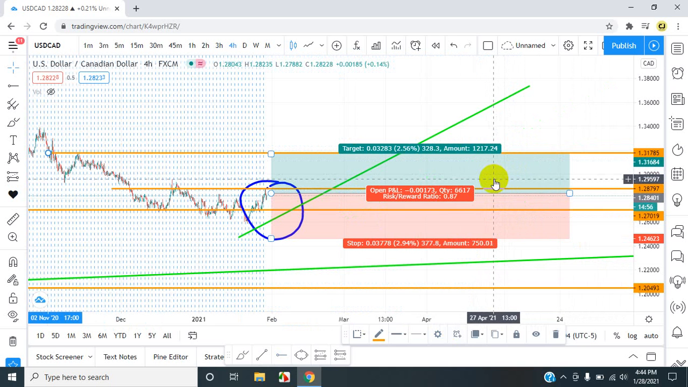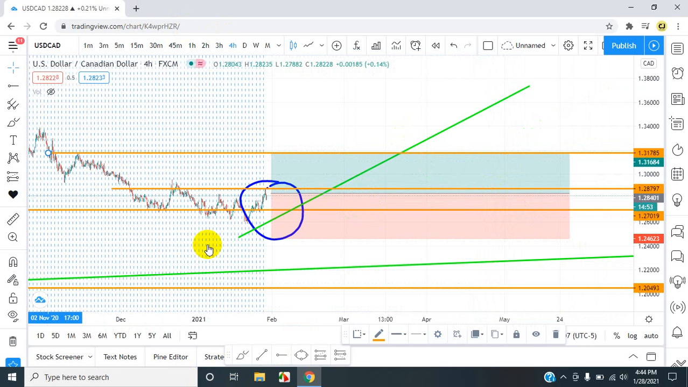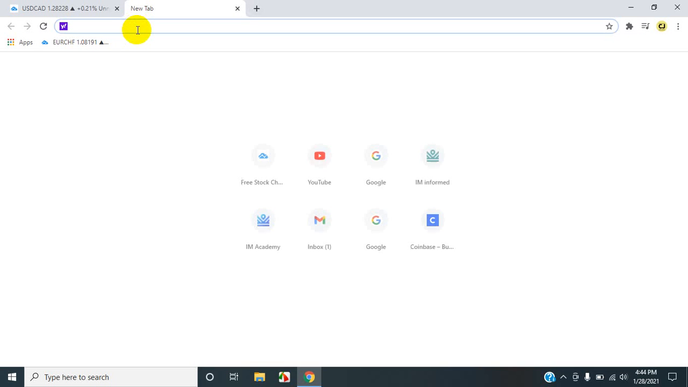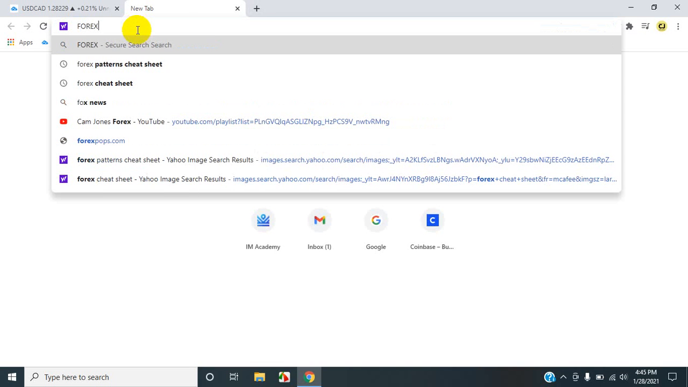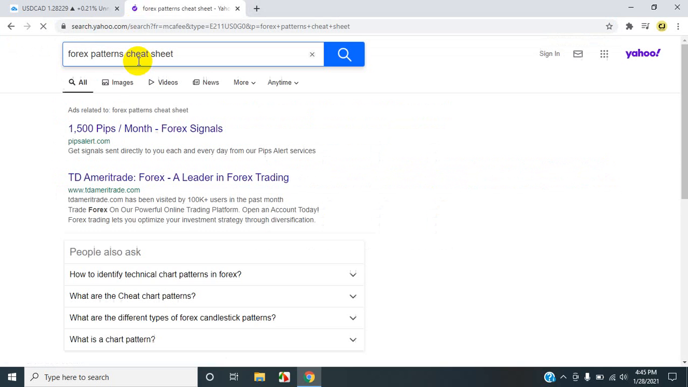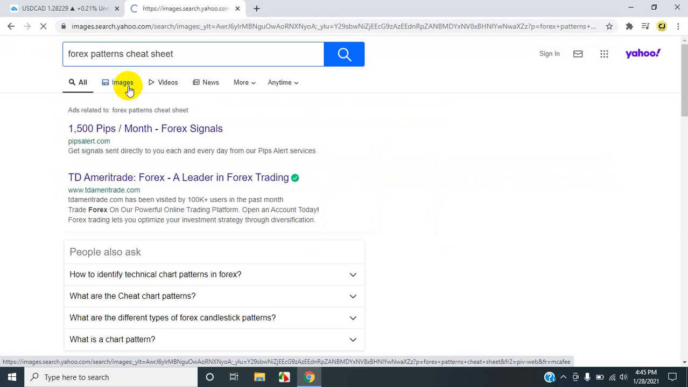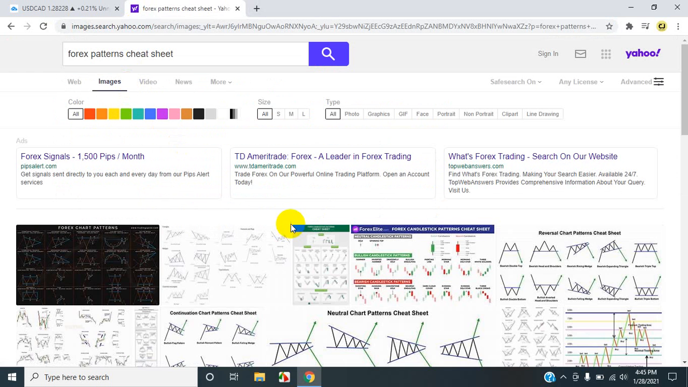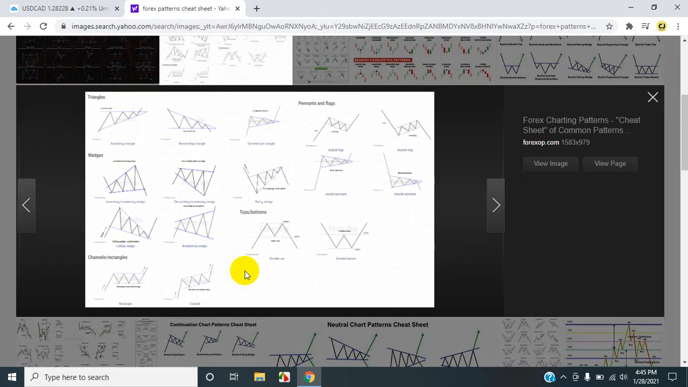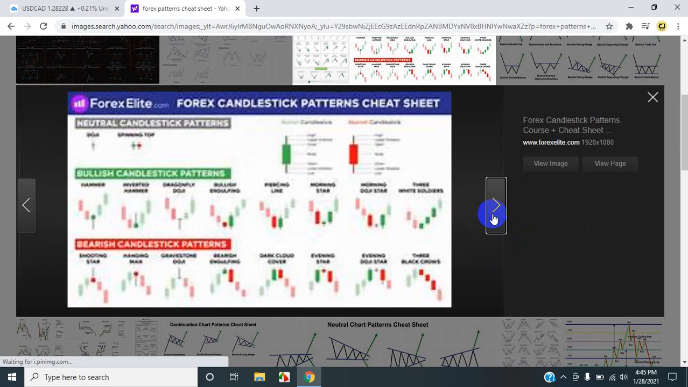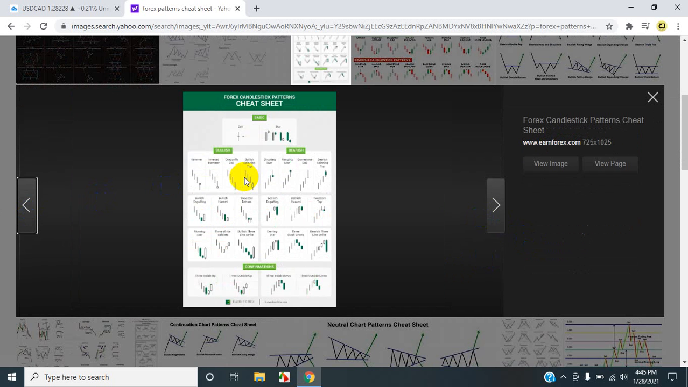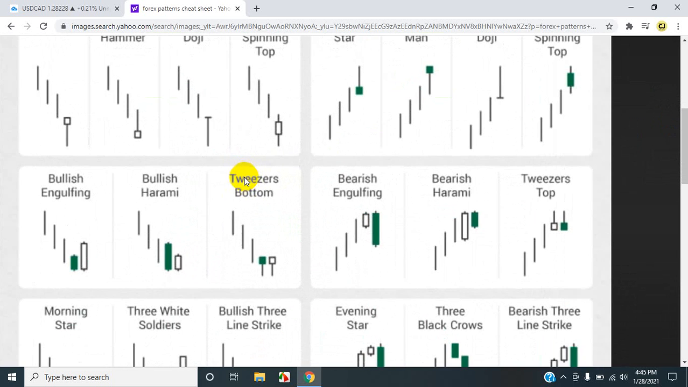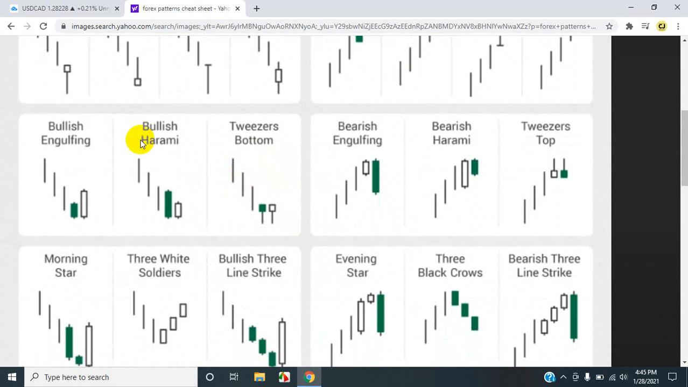Alright guys, let's take a quick look over at, let's pull up our Forex pattern cheat sheet. Let's go to images. Let's break down a few patterns that we normally see in the market. Let's zoom into this area here. Alright guys, let's check out the bullish engulfing patterns, the bullish harami patterns, and the tweezer bottoms. Okay, let's see what these patterns are all about.